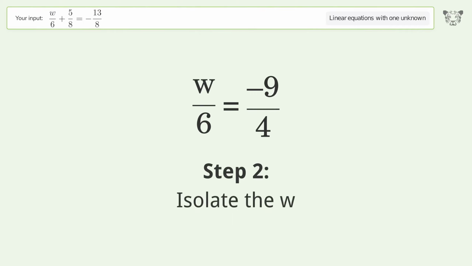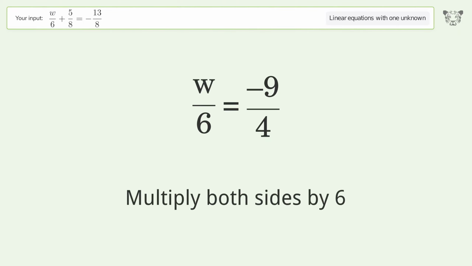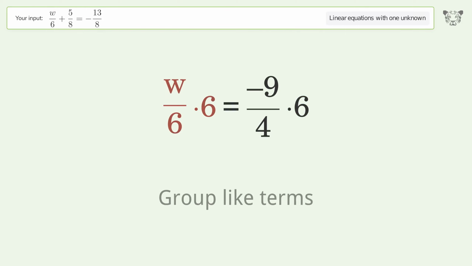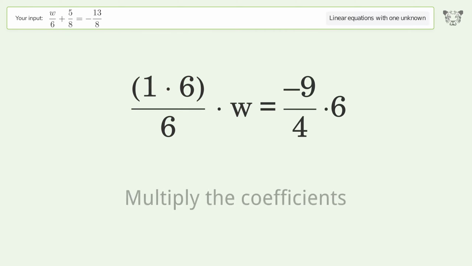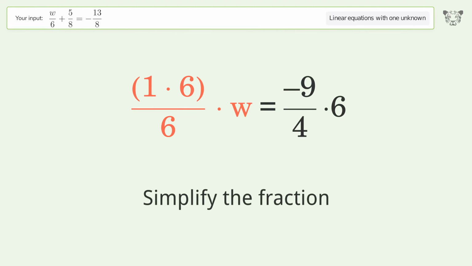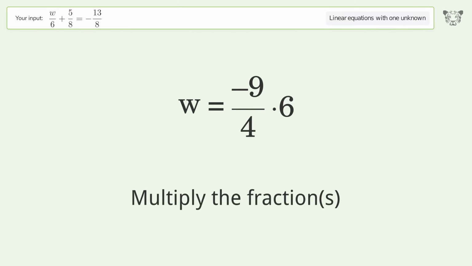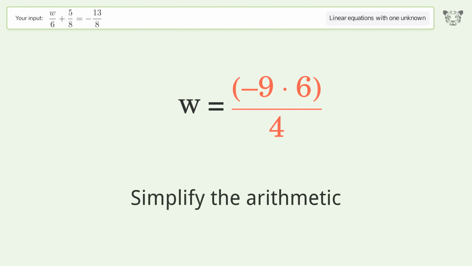Isolate the w. Multiply both sides by 6. Group like terms. Multiply the coefficients. Simplify the fraction. Multiply the fractions. Simplify the arithmetic.